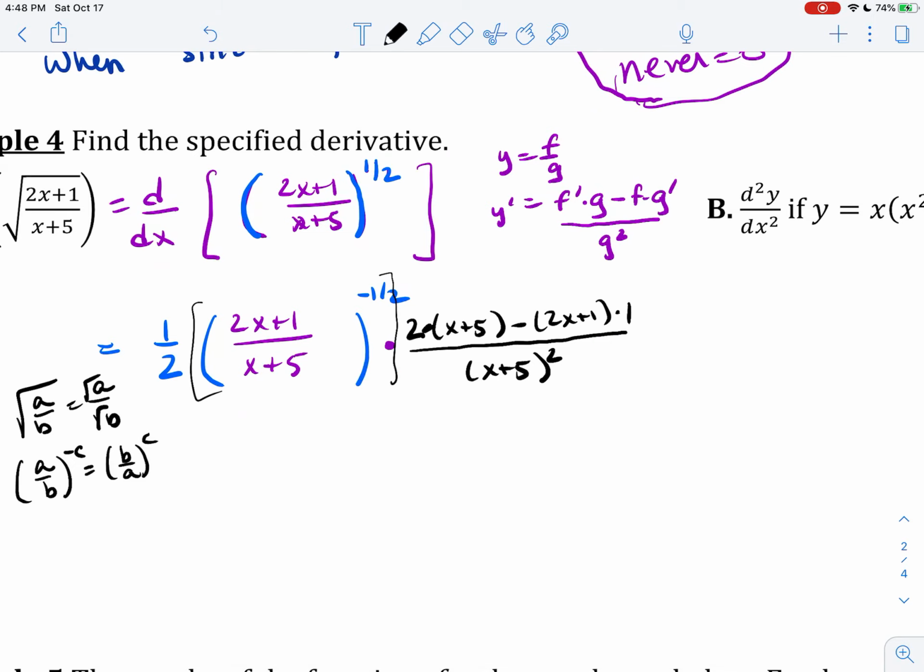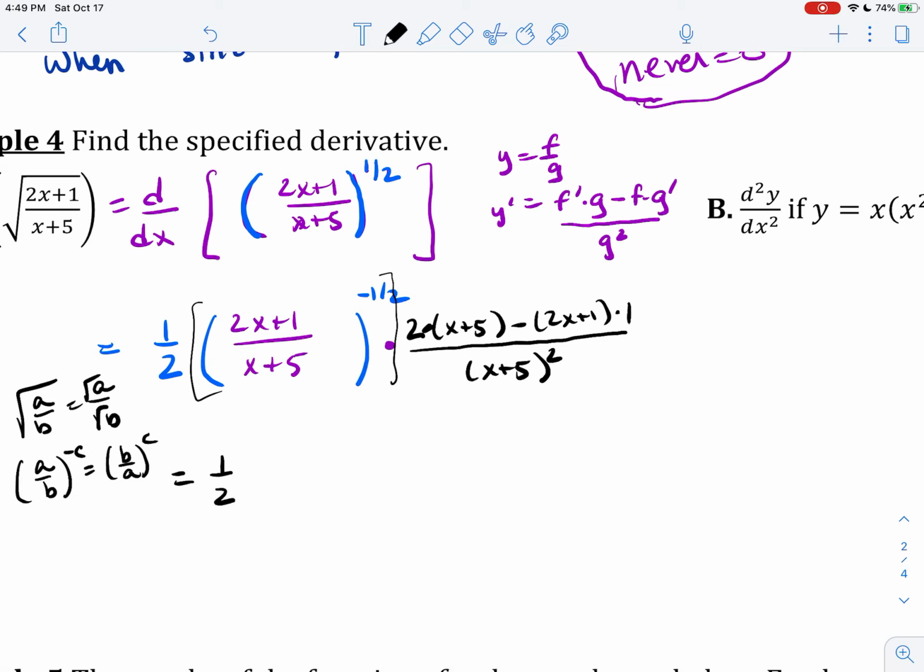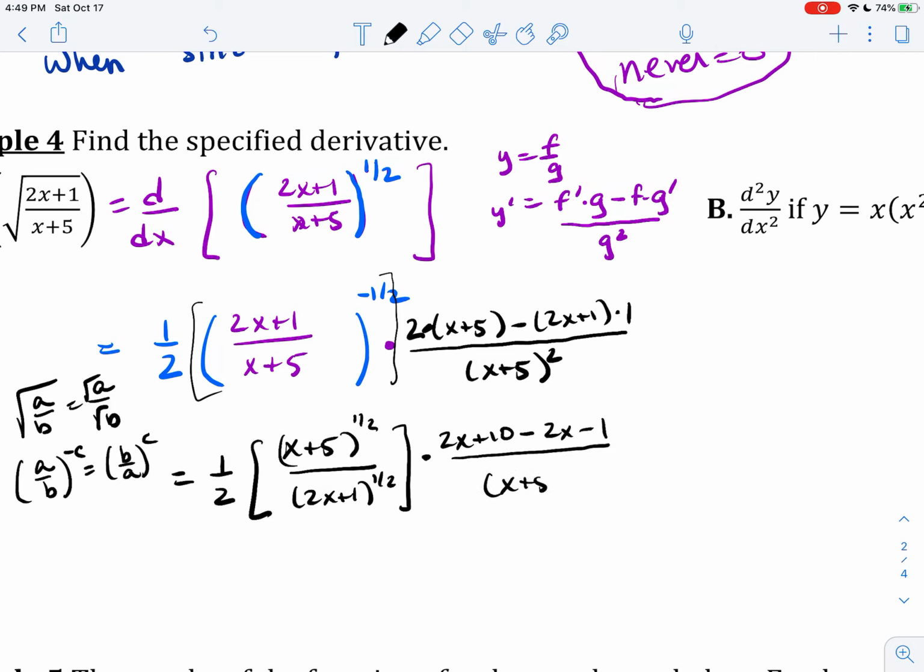I also note that I've got the 1/2 and I'm multiplying. I can't do that yet because I have to distribute. That's only the 2. So here I go in the simplification. I still have the 1/2. I'm going to write this as x plus 5 to the positive 1/2 over 2x plus 1 to the positive 1/2. I'm going to distribute. This is going to be 2x plus 10, take away 2x, take away 1, over x plus 5 squared.